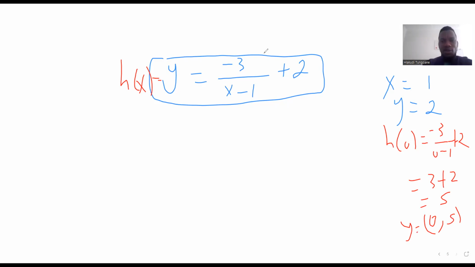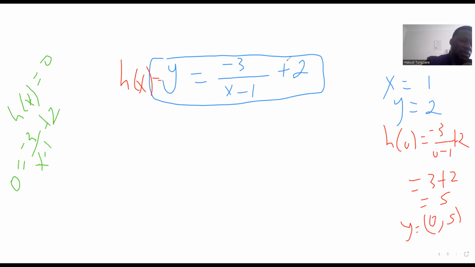Okay, so for x-intercept, I'm just going to work it out here. I'm just going to use this space for drawing a graph. So for x-intercept, we're going to have to let h of x equal 0. So if we do that, then you're going to have 0 equals minus 3 over x minus 1 plus 2, right? Okay, so then now we take 2 to the other side. Then we have minus 2 equals minus 3 over x minus 1.